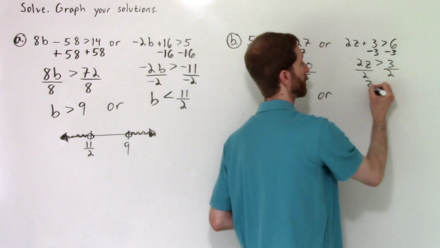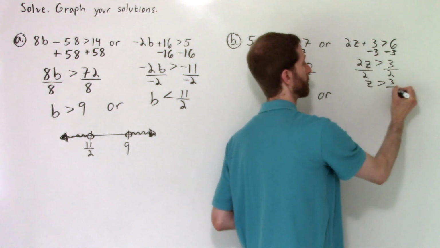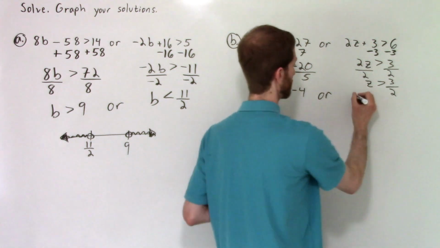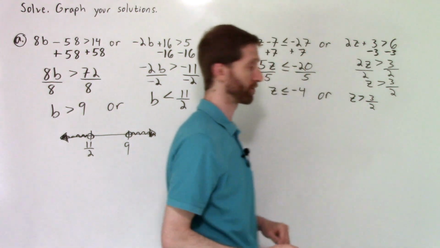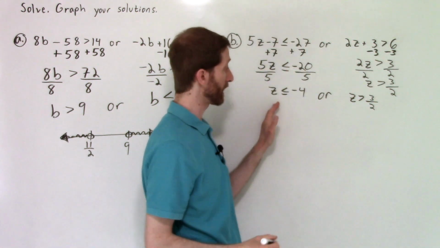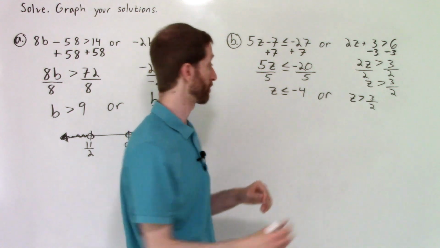So your equation solving skills are in full effect here. So I guess I'll bring this down here. I didn't space that out well. We have z is greater than 3 halves. So we have either z is less than or equal to negative 4 or z is greater than 3 halves.